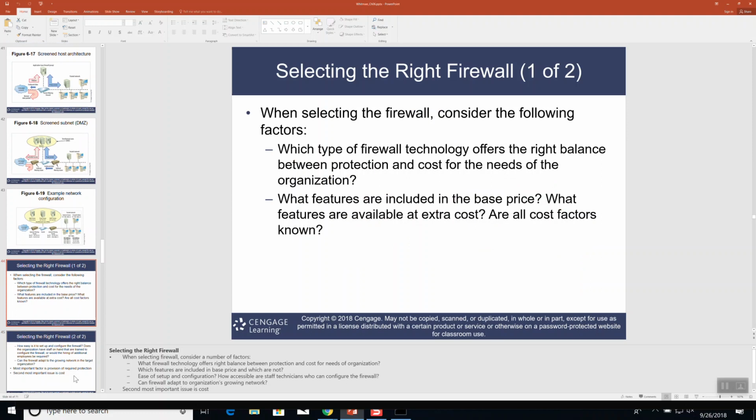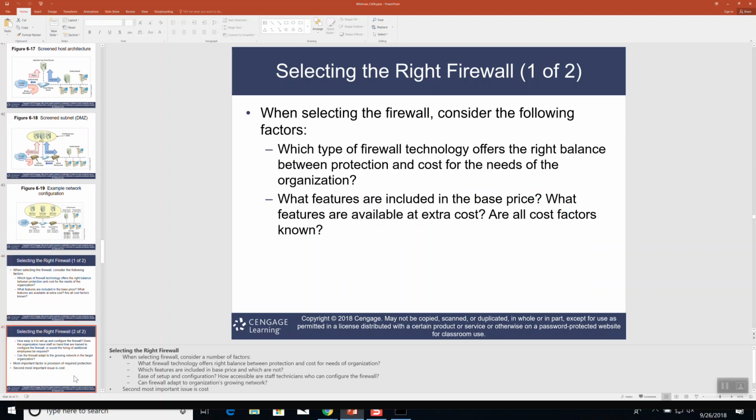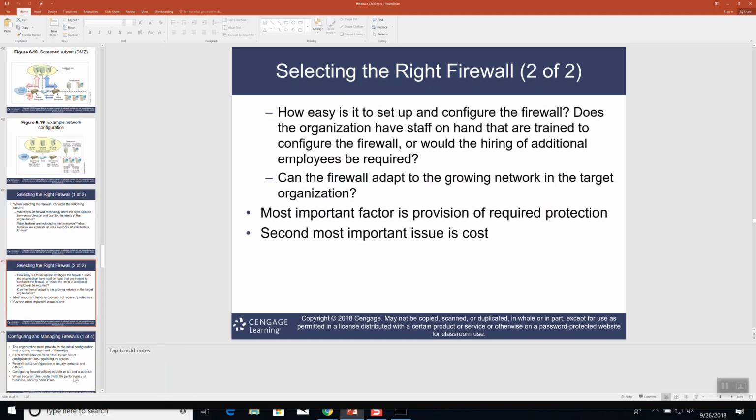When selecting the firewall, consider the following factors: which type of firewall technology offers the right balance between protection and cost for the needs of the organization, what features are included in the base price, what features are available at extra cost. Again, that goes back to cost. How easy is it to set up and configure the firewall?